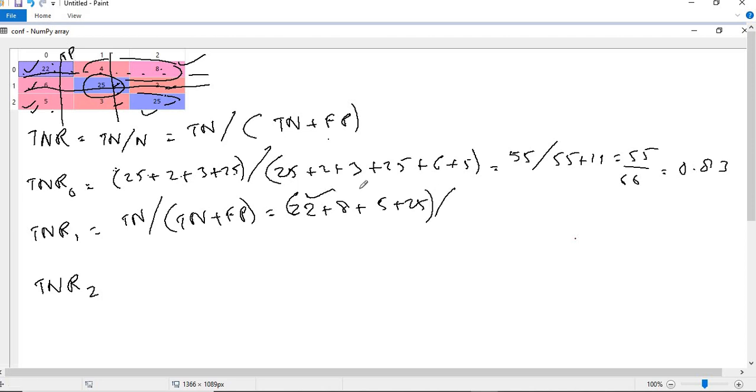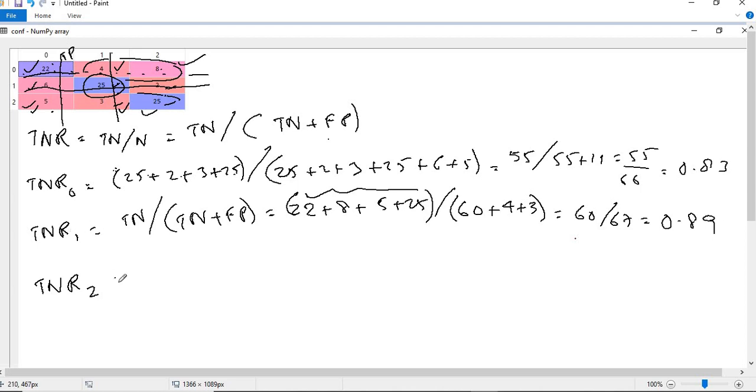If we add this up, what will be the value? 22 plus 8 is 30, 30 plus 30 is 60. So true negative is 60, and false positive here will be the vertical line, 4 plus 3. So that is 60 by 67, which is nothing but 0.89.